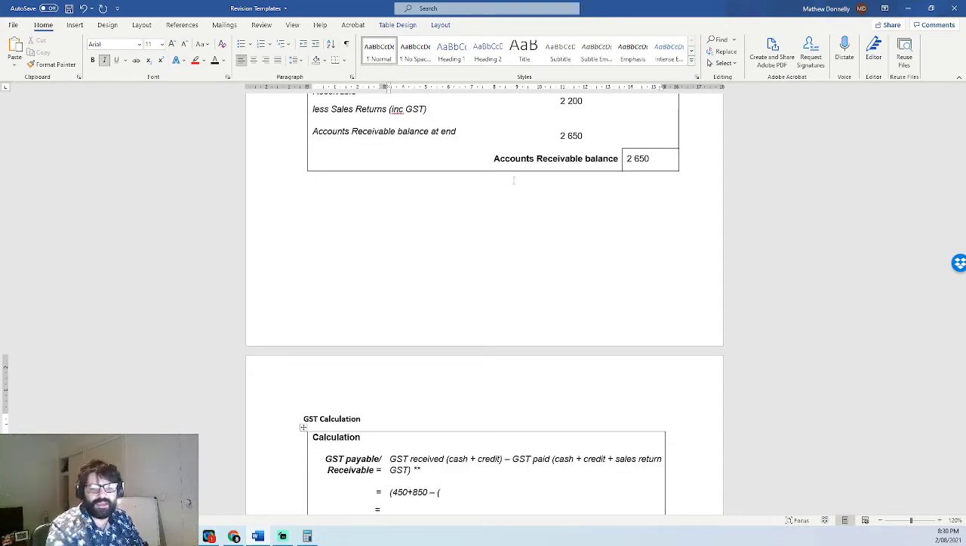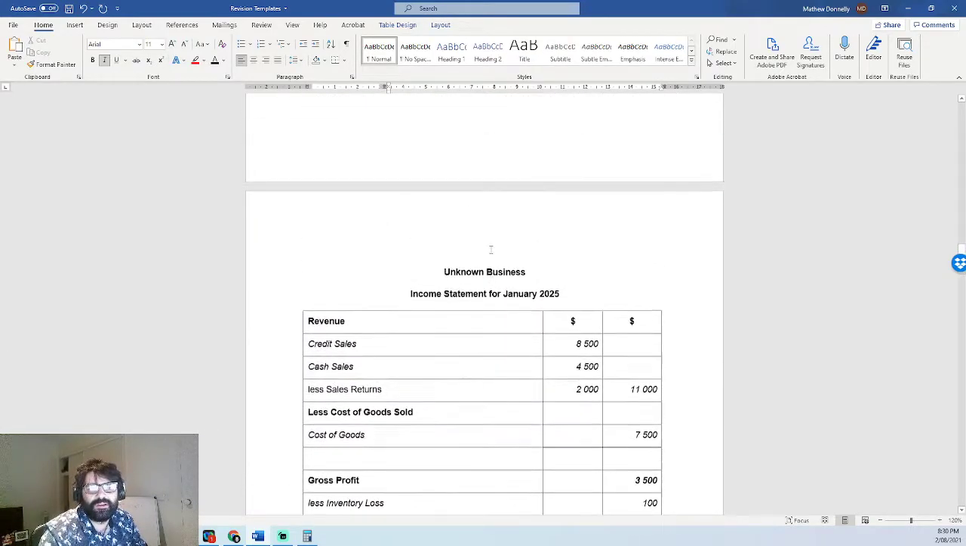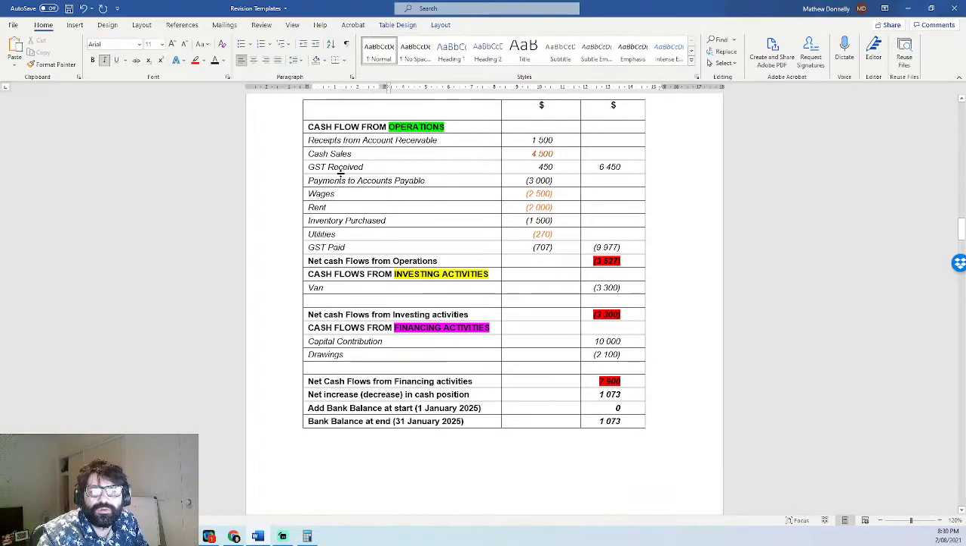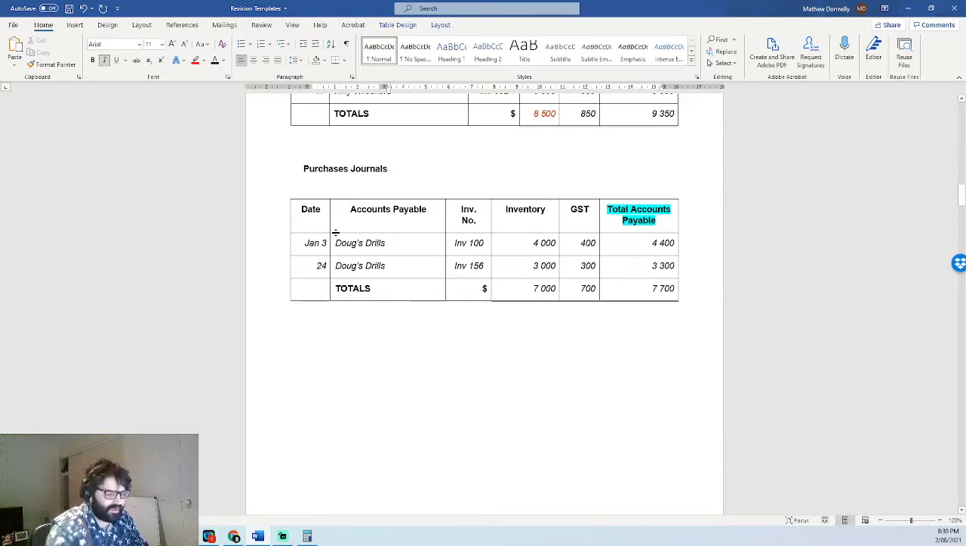minus, and this is the GST paid. That can go in its own bracket. We've got cash, we've got credit. So we see the cash was 707, and we see the credit was 700.